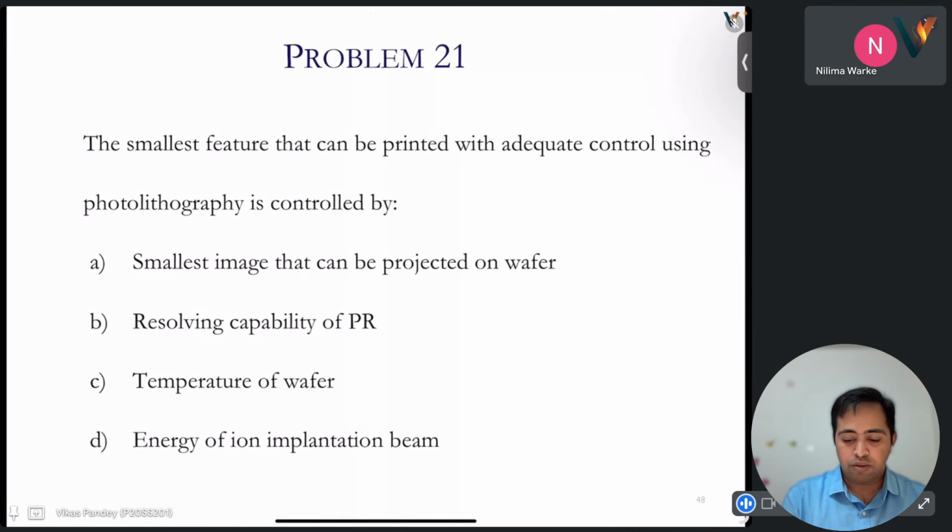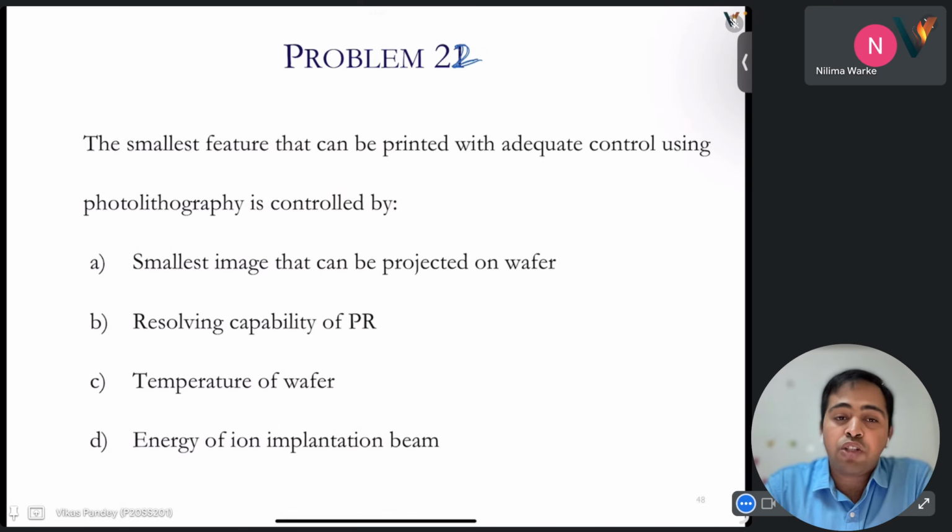This should be question 22, not 21. The smallest feature that can be printed with adequate control using photolithography is controlled by: the smallest image that can be projected on the wafer, the resolving capability of PR, the temperature of the wafer, or the energy of the ion implantation beam. It is again about resolution. So which of the following will determine the smallest size we can print using photolithography?